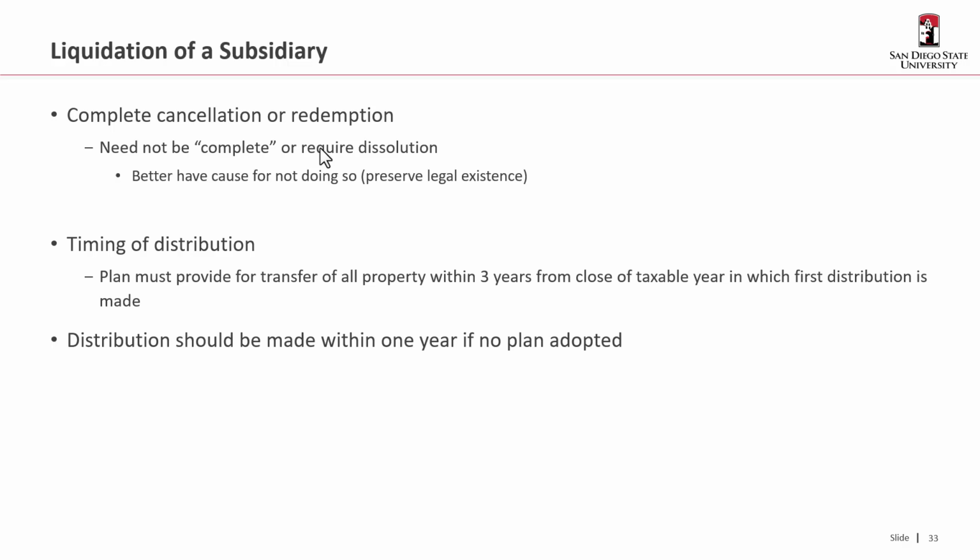The timing of the distribution must provide for the transfer of all property within 3 years from the close of the taxable year in which that first liquidating distribution is made. And if there's no plan, you need to do it within a year, because otherwise it's going to call into question whether you really were engaged in a liquidation. Because remember, this liquidation changes the rules, right? Otherwise, it's a dividend, perhaps, or at least you would measure it to see if dividend rules apply.